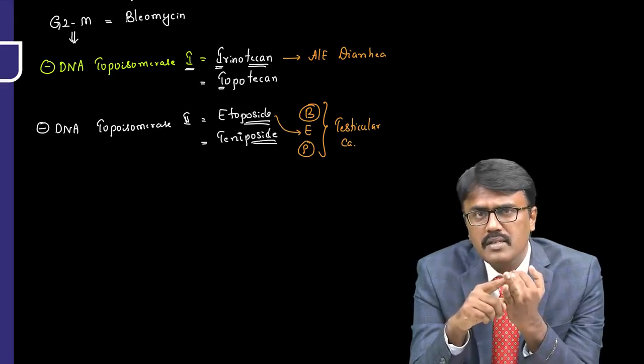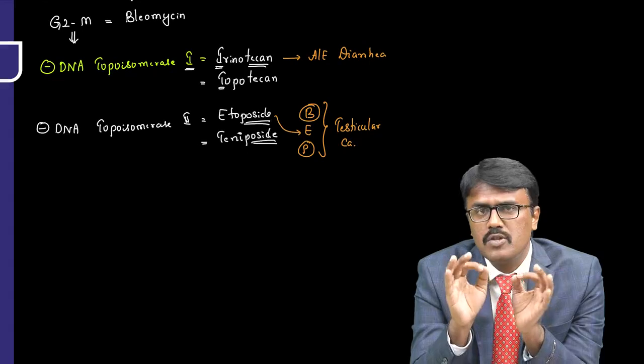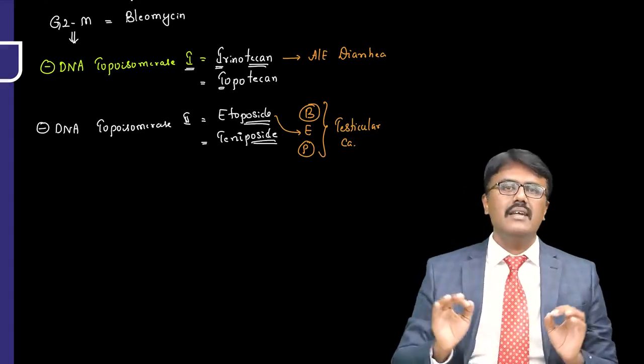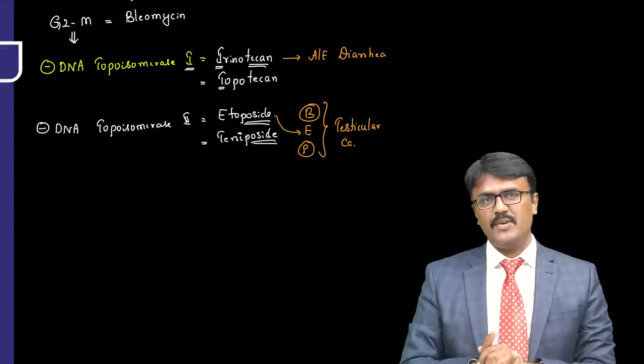They are used for breast cancer. Estramustine is used in prostate cancer. That is about cell cycle specific anti-cancer drugs. So this is in brief for you.